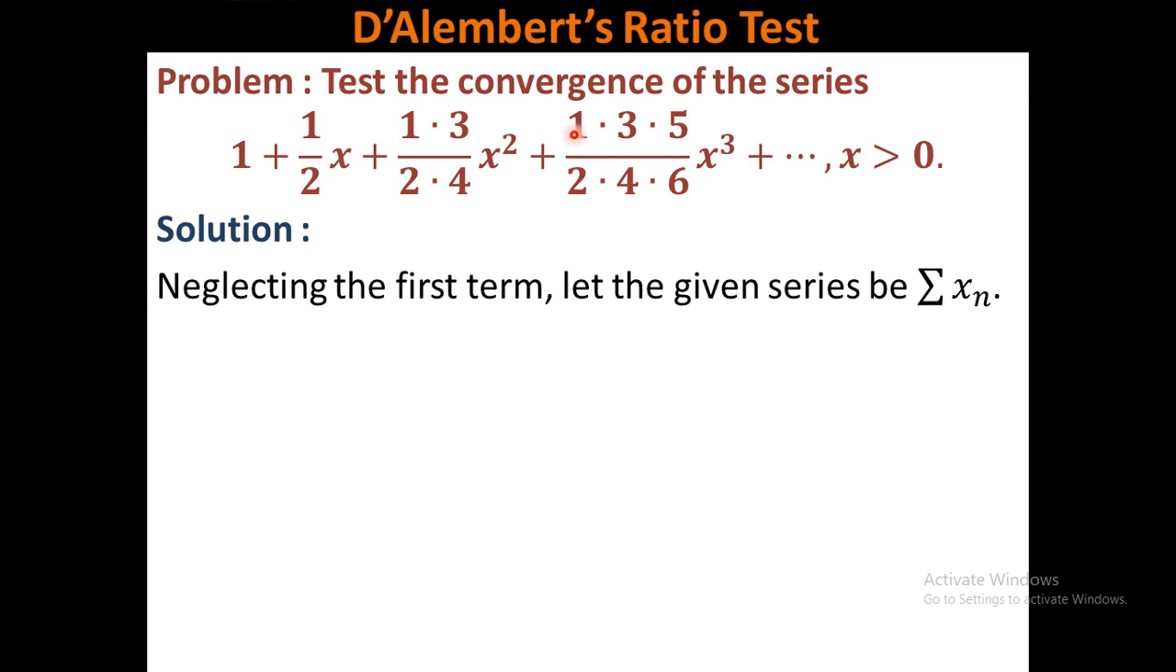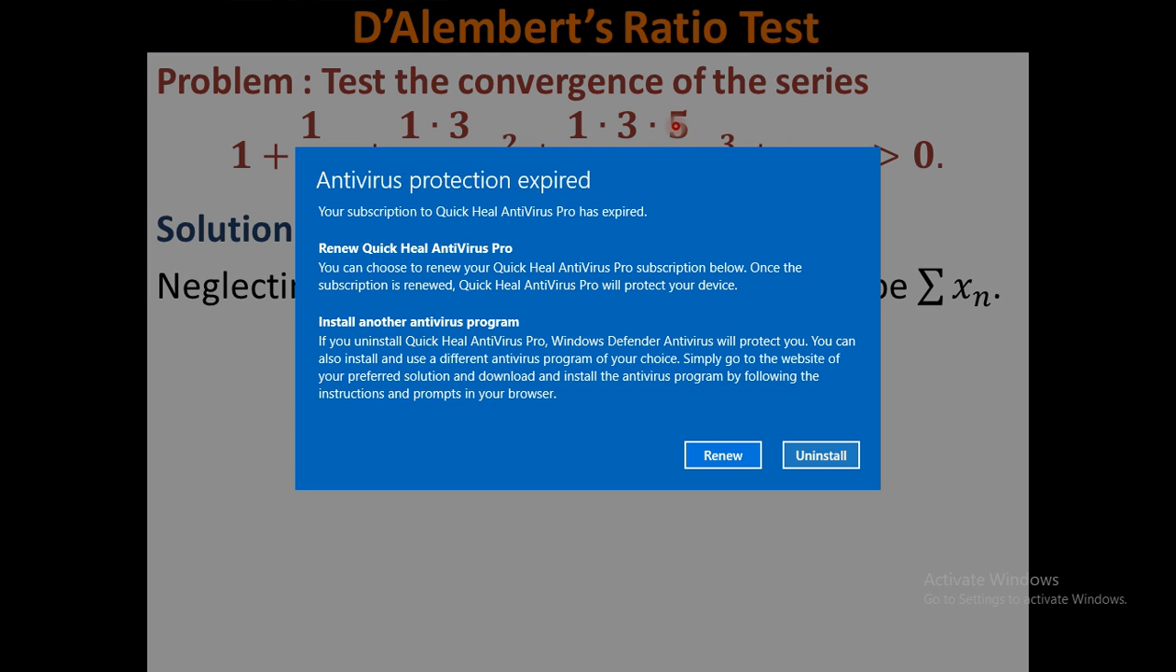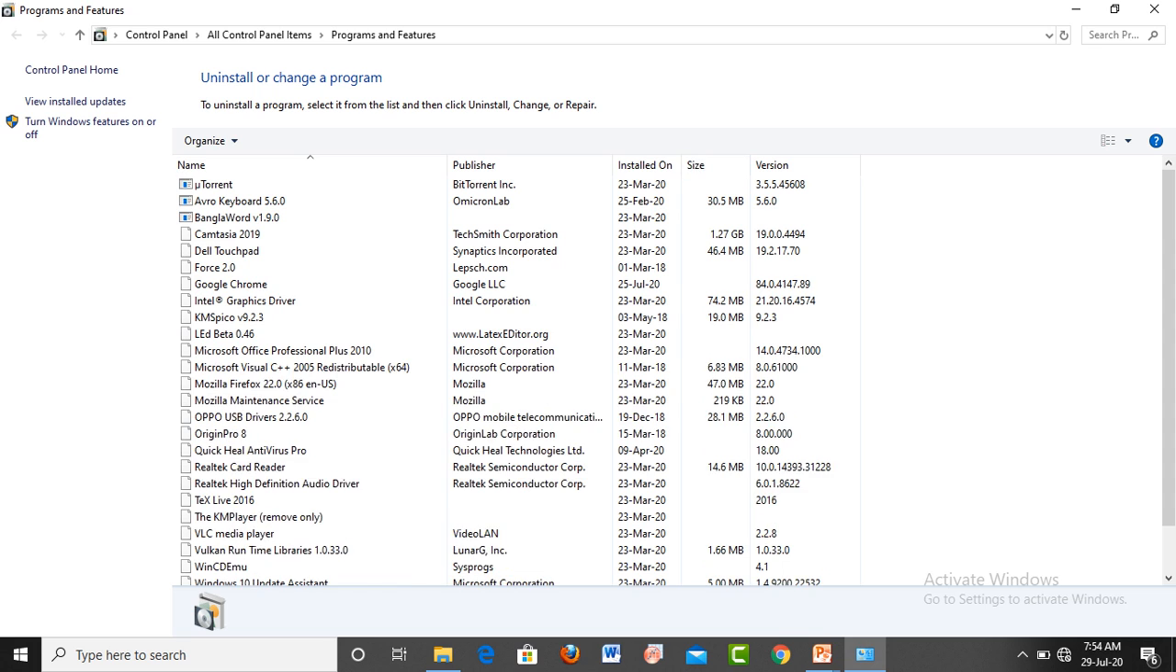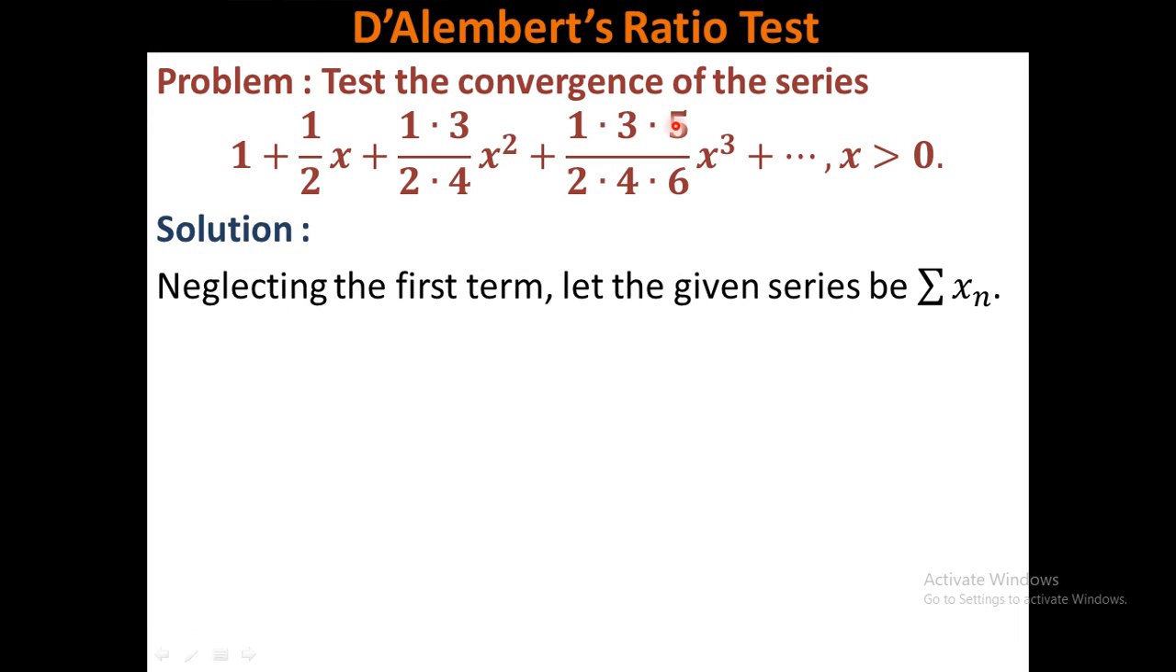So here the odd terms start from 1 and end before 6. That is, in the nth term the denominator will be 2 4 6 up to 2n, and the numerator will be 1 3 5 ending before our last factor of 2n, so this will be 2n minus 1.